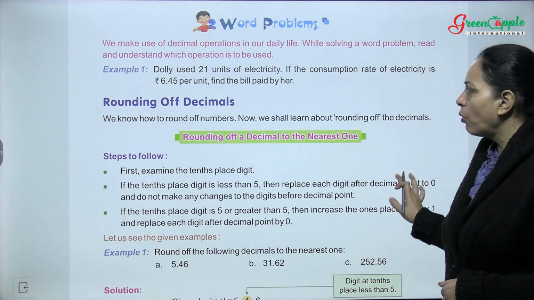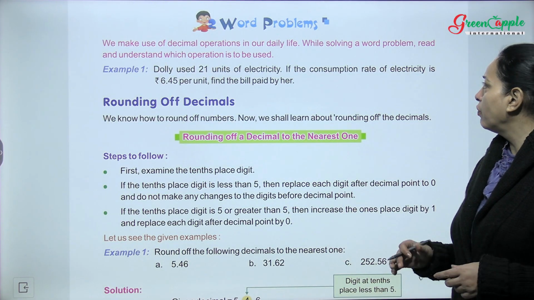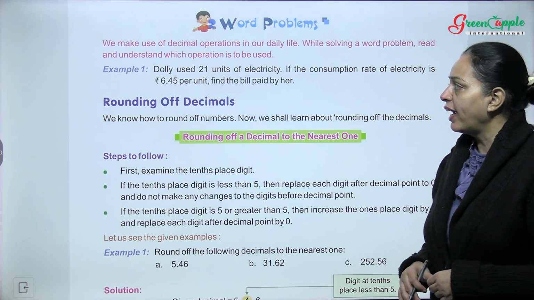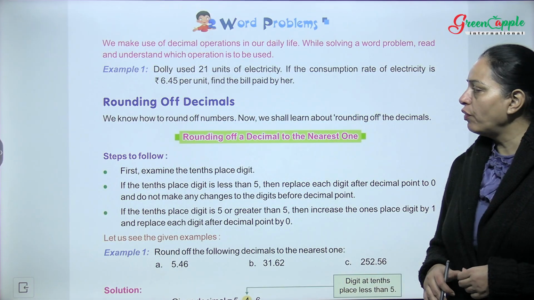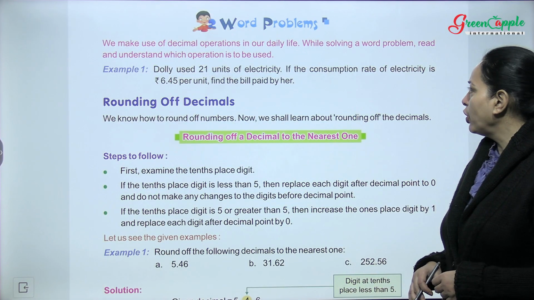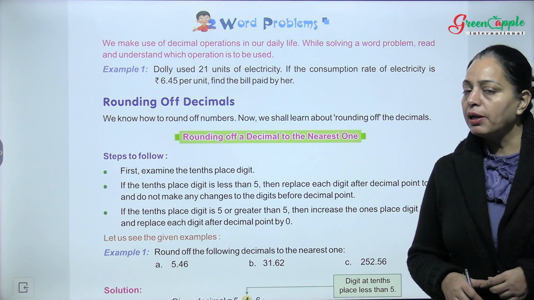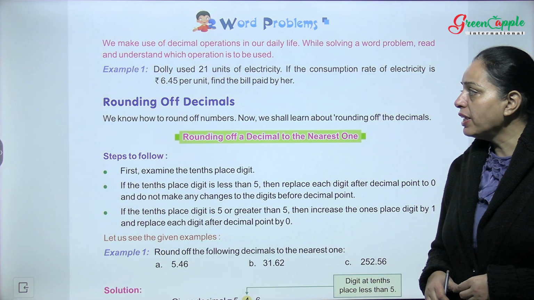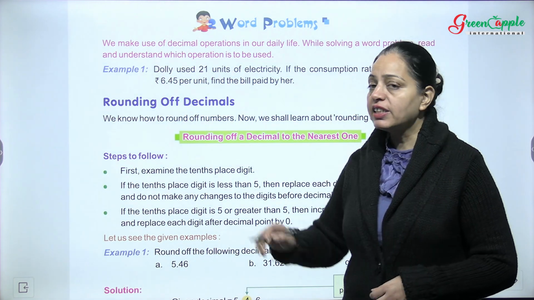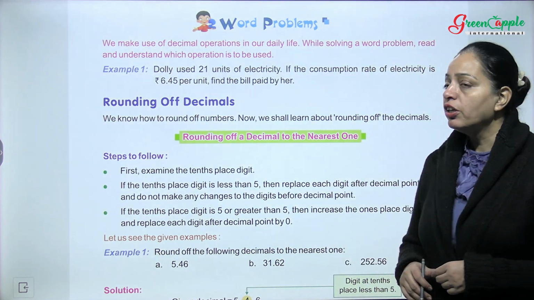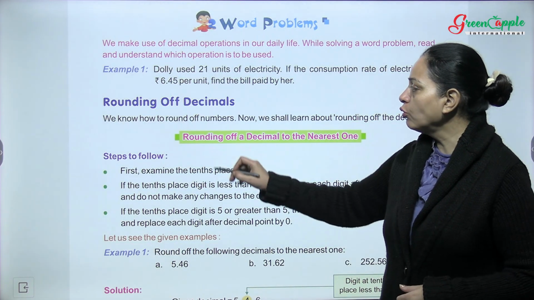Now come to word problems. We make use of decimal operations in our daily life while solving word problems. Read and understand which operation is to be used. Example 1. Dolly used 21 units of electricity. If the consumption rate of electricity is rupees 6.45 per unit, then find the bill paid by her. So it means we have to do multiplication, because 1 unit costs rupees 6.45 and she consumed 21 units. So multiply.